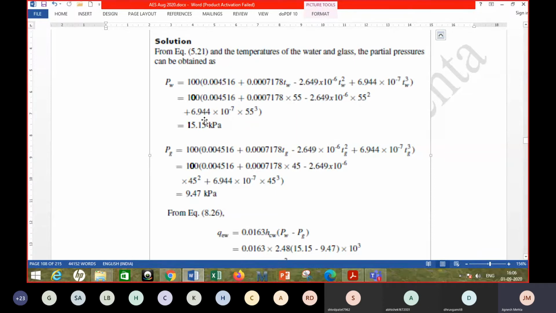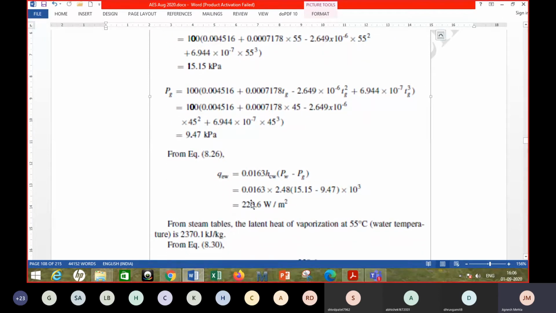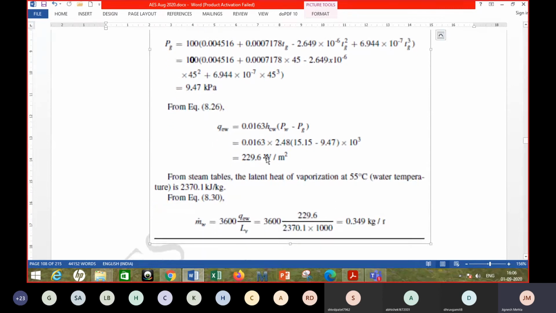So at 55 water temperature, this is 15.15 kilopascal, the water vapor pressure. At 45, it is 9.47. So you put it in this formula and you get the heat transfer which is responsible for evaporation. So that is 229.6 watt per meter square. So this is responsible for water evaporation from the water body, and the same amount of condensation should take place and the same should be your water output also.